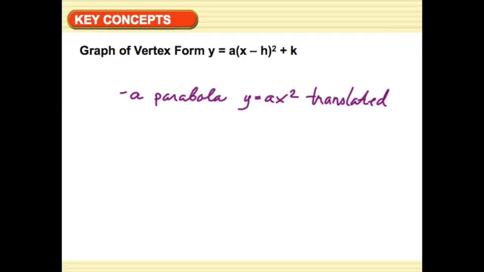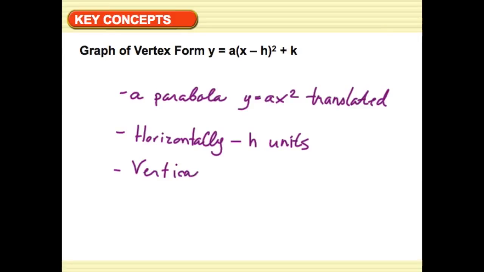So this graph is actually going to be translated horizontally in h units and vertically in k units. So that means that my basic parabola, we're going to be able to shift it, h number of units or k number of units.